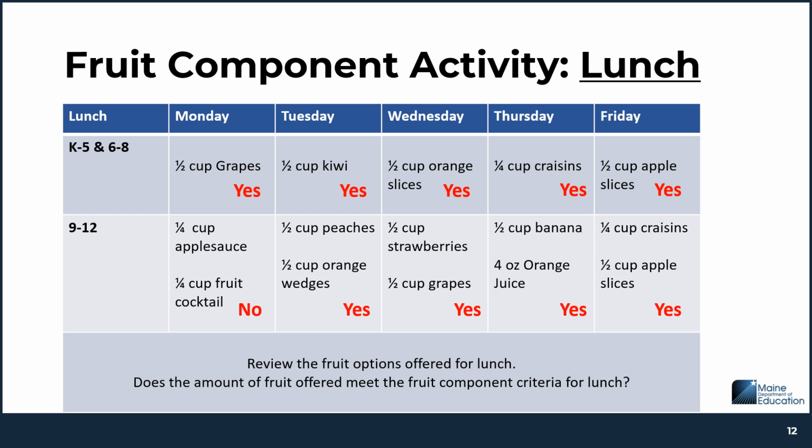Okay, now that you've completed that exercise, let's go through it. When you're looking at the sample menu for grades K through 5 and 6 through 8, the minimum amount of fruit to be offered was met on every single day of the week. Again, with Thursday, keep in mind that a dried fruit like a craisin or a raisin, a 1/4 cup serving, counts as a half a cup of fruit. Looking at the sample menu for grades 9 through 12, each day met except for Monday, where they did not offer 1 cup of fruit.